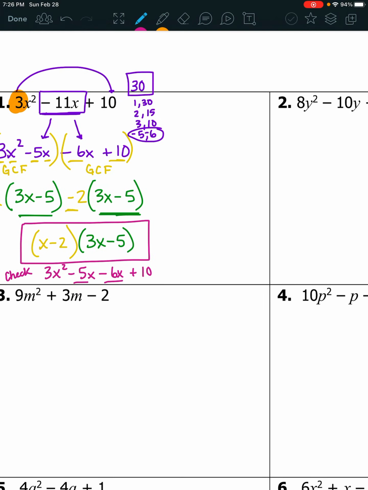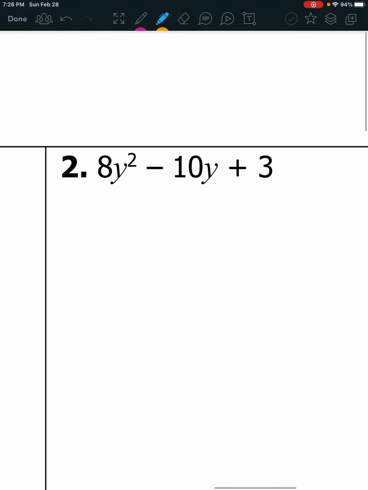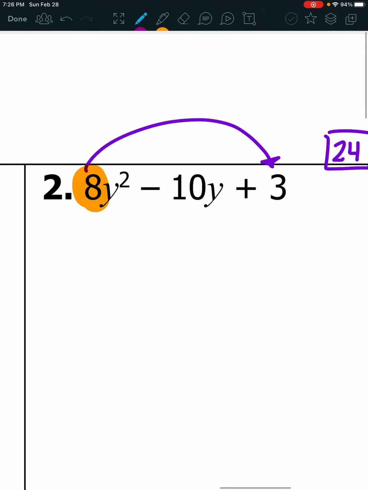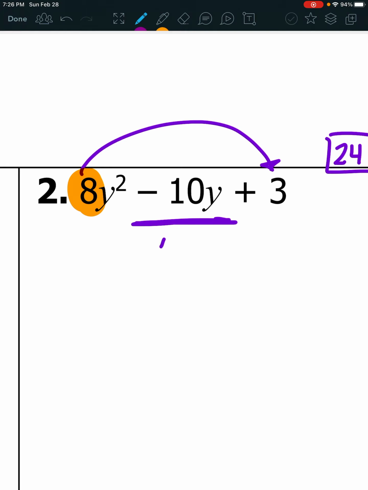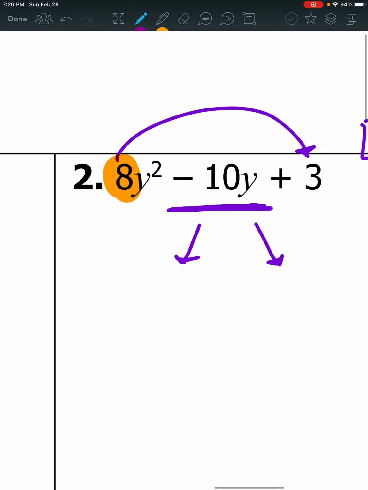Okay, let's do it again because sometimes it's hard to remember all those steps at once. So your A value, you're going to take and multiply by your C value. So 8 times 3, we're working with now 24. We're going to separate this negative 10y into 2 terms. So they must multiply to positive 24, and then they must add to negative 10.